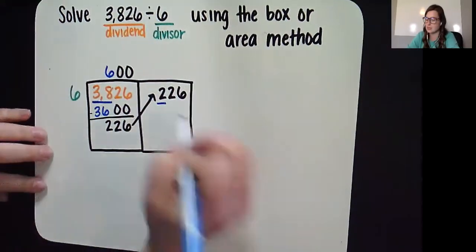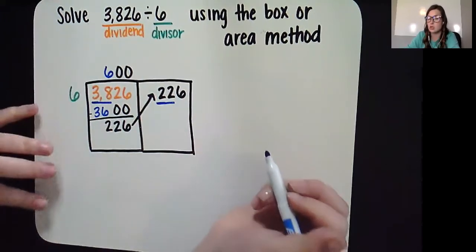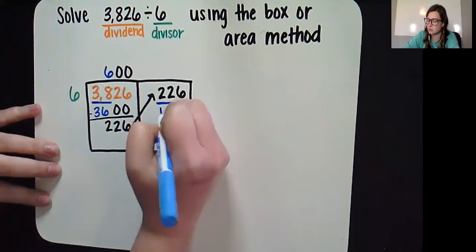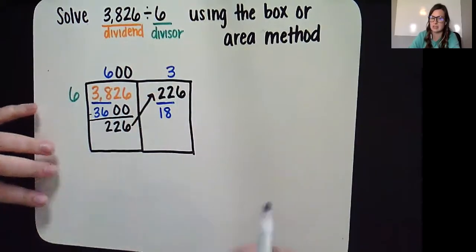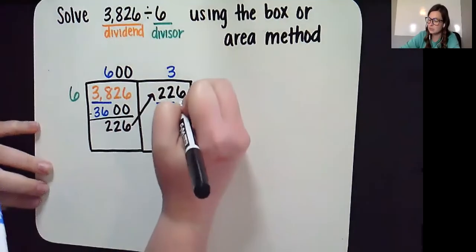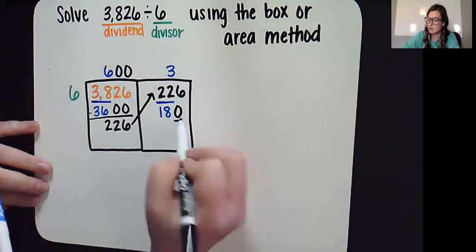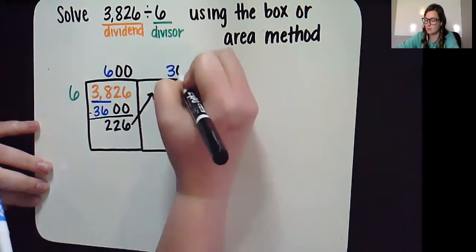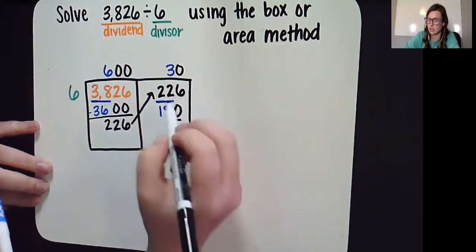2 is less than 6, so I need to include the neighbor, and I've got 22. The closest multiple of 6 to 22 would be 18, and I find that by multiplying 3 and 6 together. This 6 needs a buddy, so I'm going to put a 0 there. And if I add a 0 here, I also need to add 1 up top. This shows us that 30 times 6 gives us 180.